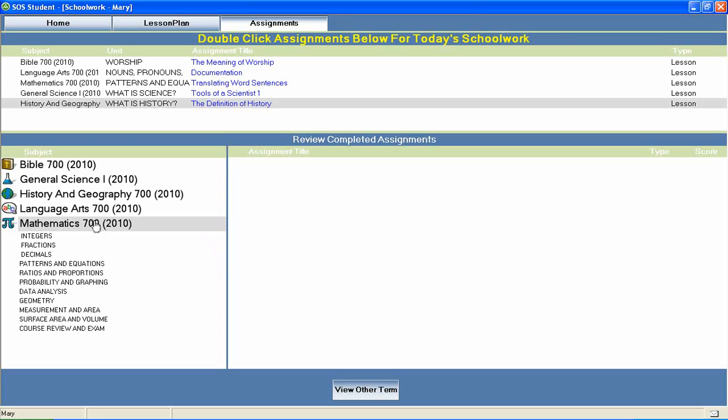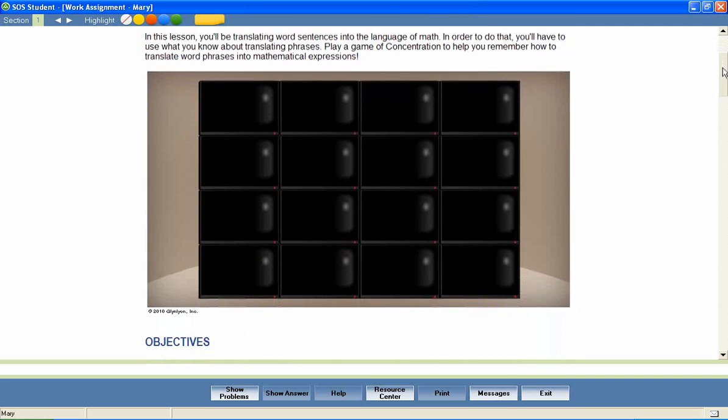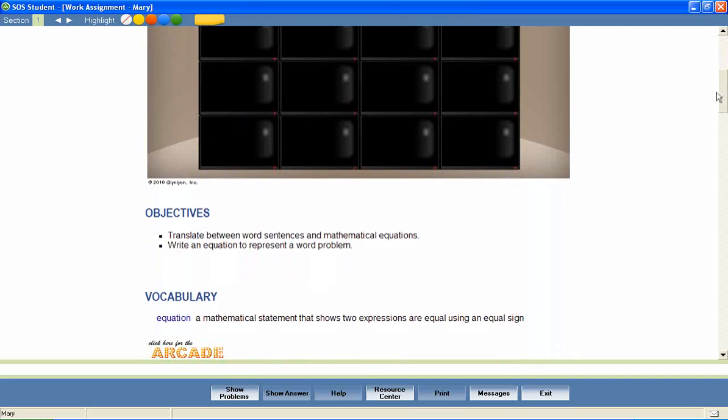Now let's take a look at a 7th grade math lesson to see how concepts like these are covered. In a unit entitled Patterns and Equations, let's look at a lesson called Translating Word Sentences. Most Switched On Schoolhouse lessons begin with a brief introduction and a list of objectives for the lesson.